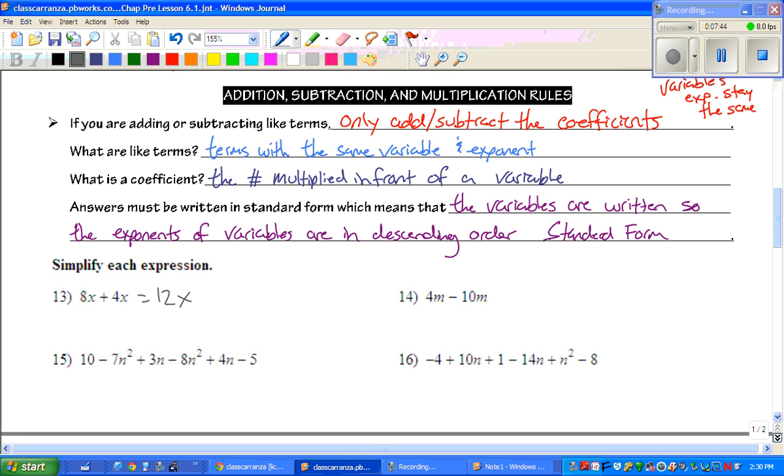Now, number 10, I'm going to look for the highest exponent first. See negative 7 and a negative 8n. Negative 7 minus 8 gives us negative 15n squared. Okay. Next, I see my 3n. 3 plus 4 is 7. And then 10 minus 5 is negative 5. So you find the things that are the same, and then you combine them. All right, let's flip it over.